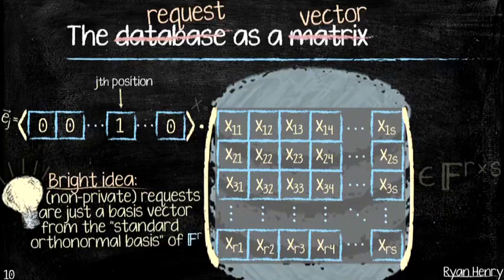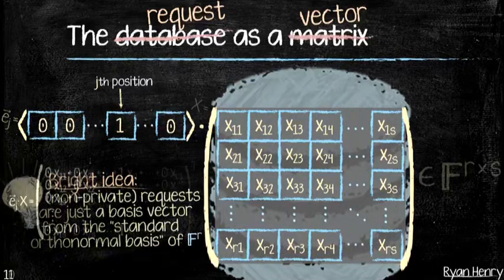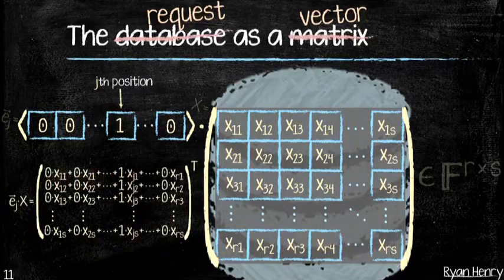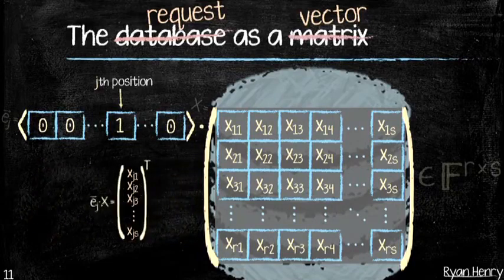And the database server in this non-private scheme answers this query by multiplying the vector you sent by the database. If you do this, it's fairly easy to see that you get the result that you want. The first row of the matrix is multiplied by 0, and you add that to the second row multiplied by 0, and add that to the third row multiplied by 0, and so on. Only the jth row is multiplied by 1. So all of the other rows disappear, but the jth row is left behind, and you get the record that you were looking for.